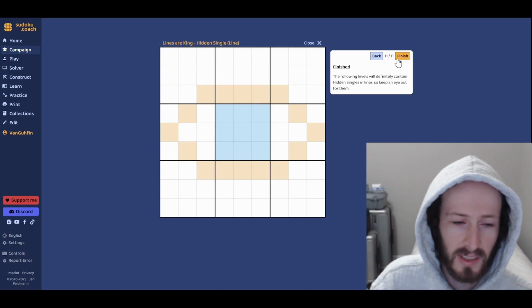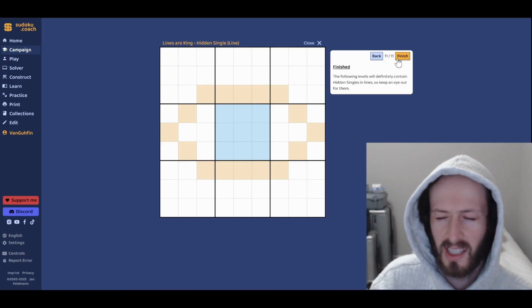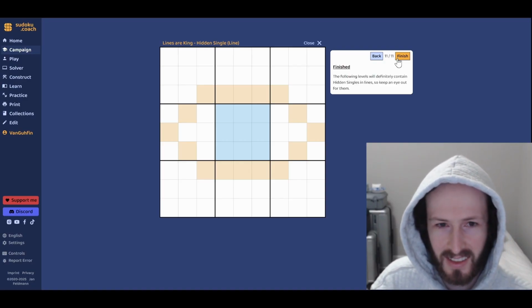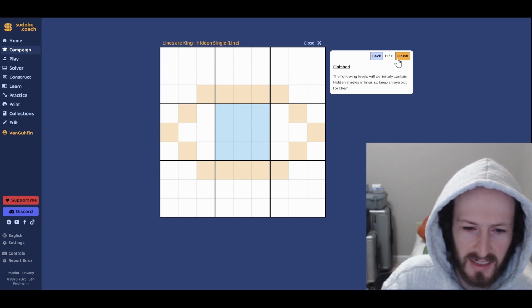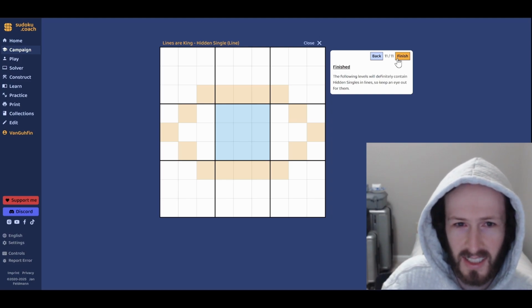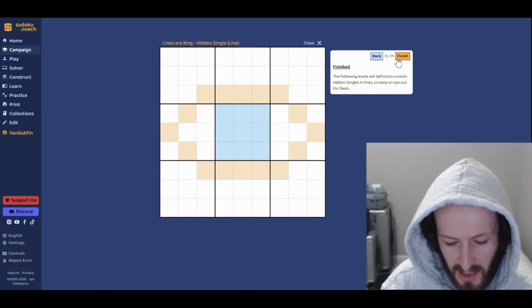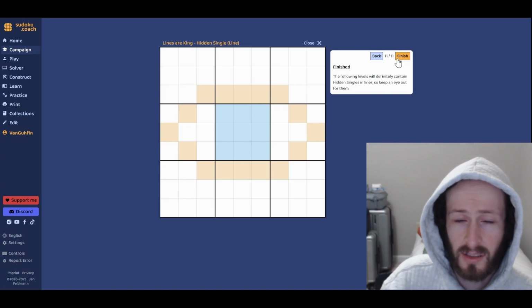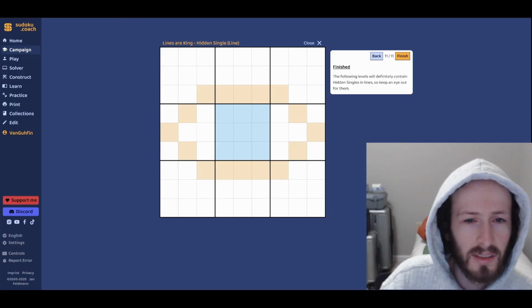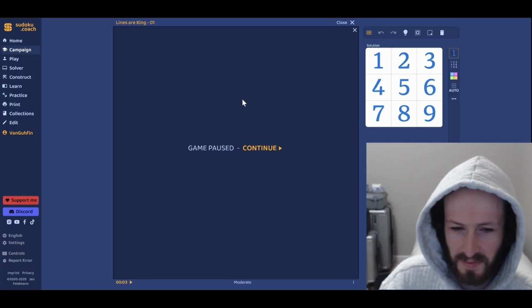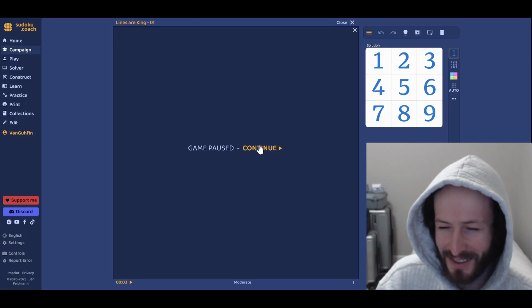Okay, yeah. With that example, I think I understand the last part of the hidden single line description. Okay, I will now try and solve one. Okay, let's see how this goes.